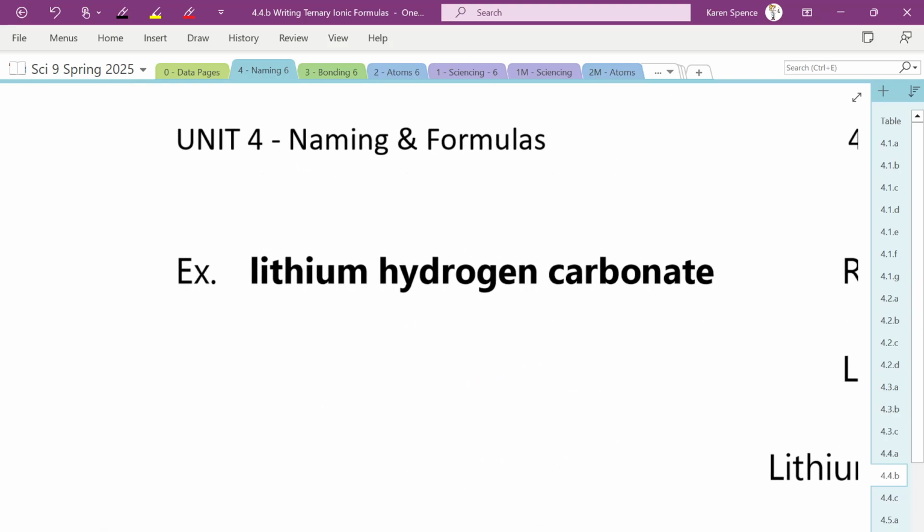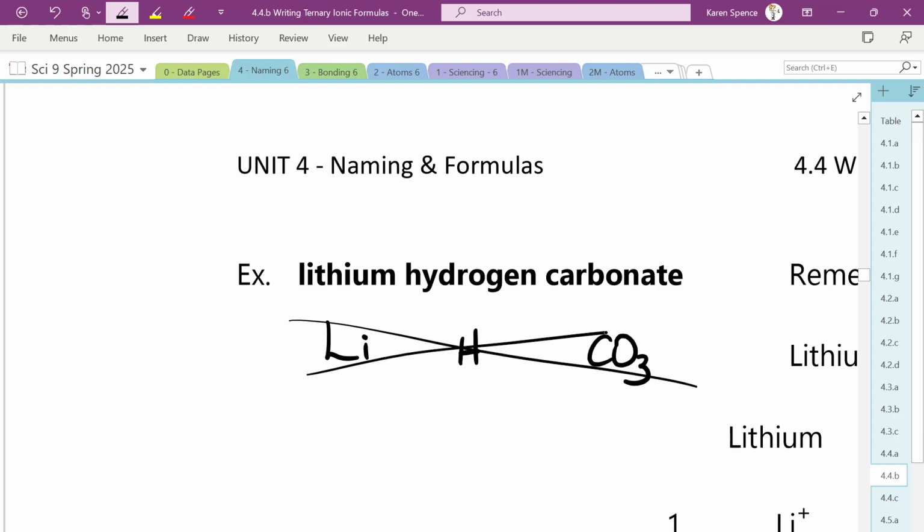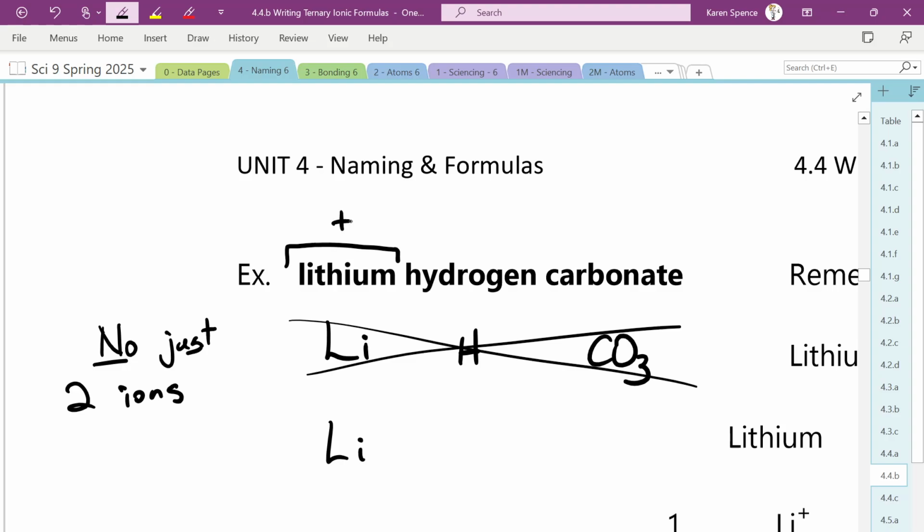Okay, here we go. Lithium hydrogen carbonate. This is what I don't want you to do. Do not do this. Lithium hydrogen carbonate. No. Just 2 ions. So there's lithium. That's our positive ion. And that means everything else has to be the negative ion.